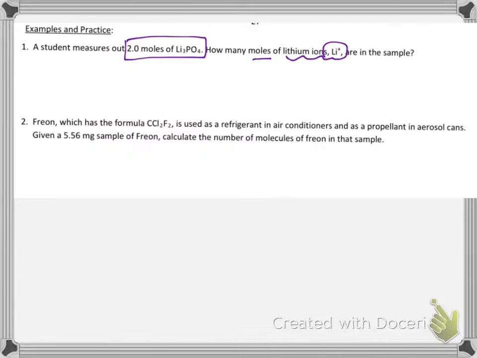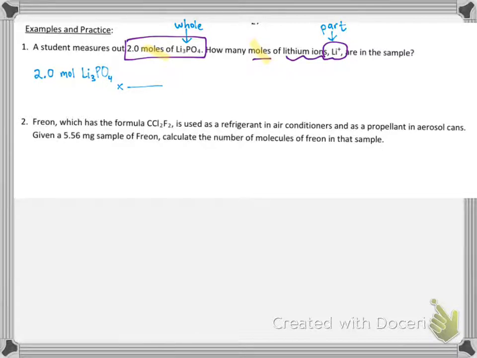Let's take a look at a sample calculation so you can see what in the world I'm talking about. In this first problem, a student measures out 2 moles of lithium phosphate, and we want to know how many moles of lithium ions are in that sample. Now, at first blush, this can be confusing. You're like, moles? Are they actually asking me for something? But you're going to notice that they gave you a compound, they gave you the whole thing, and they're asking you about a part of it.